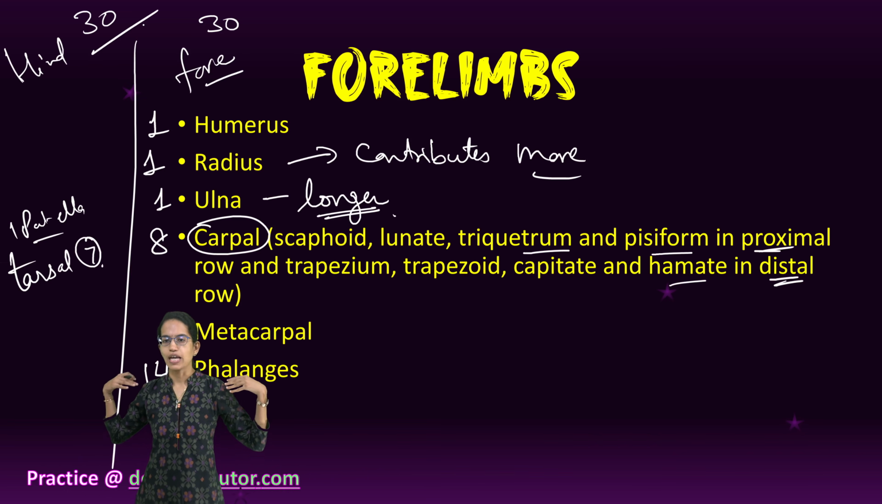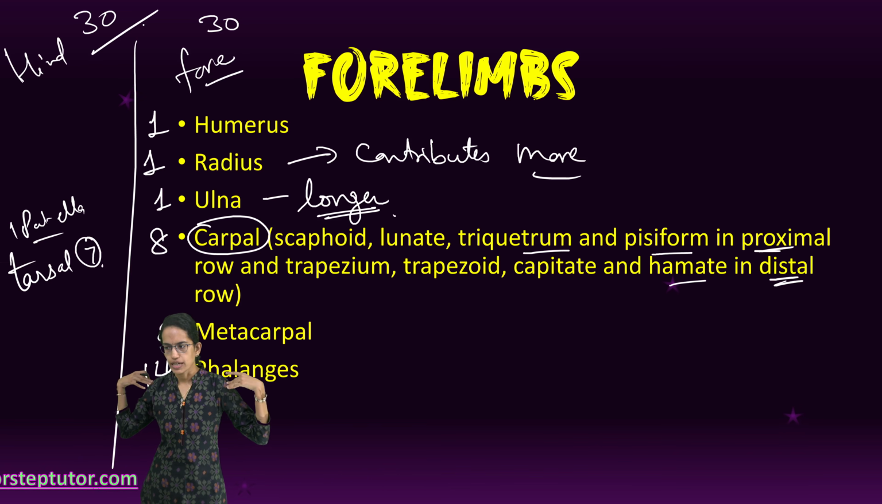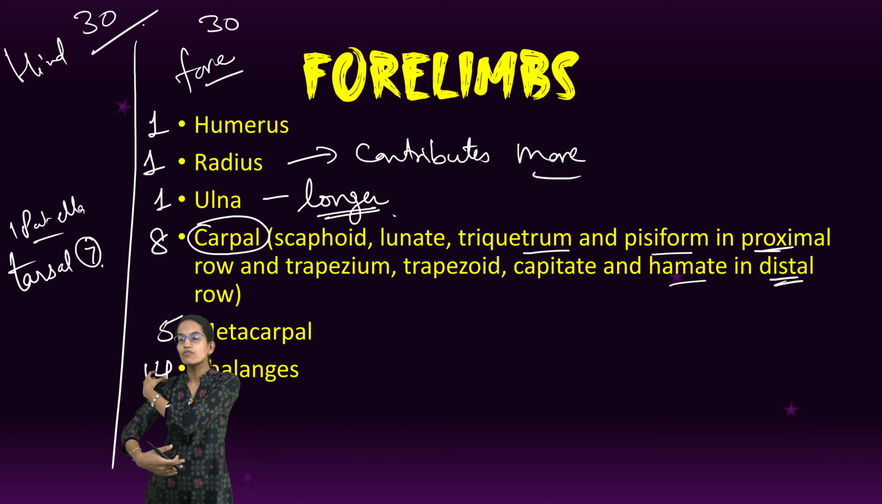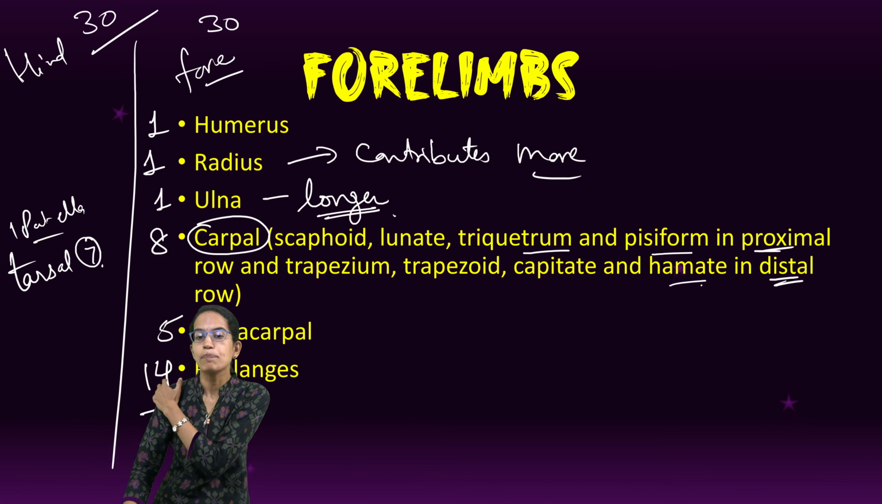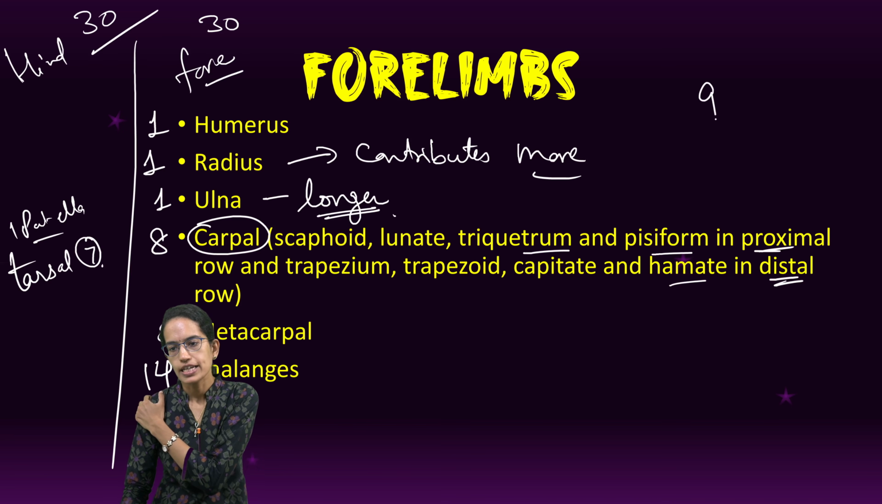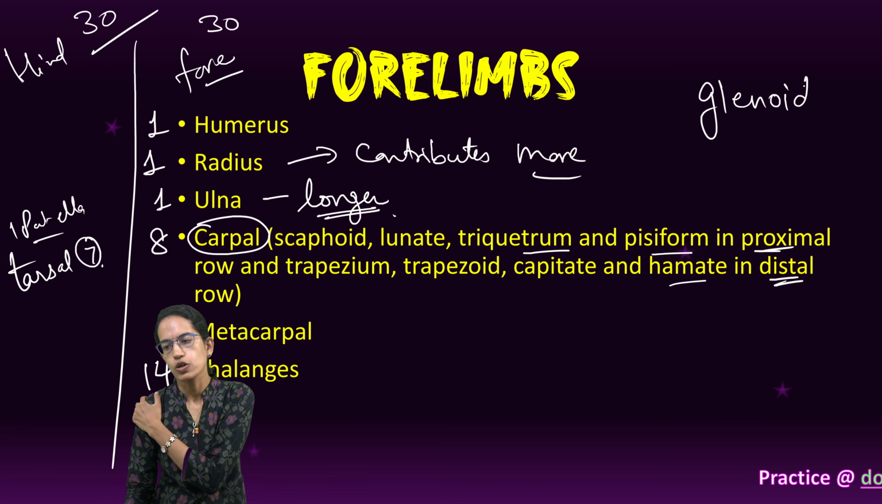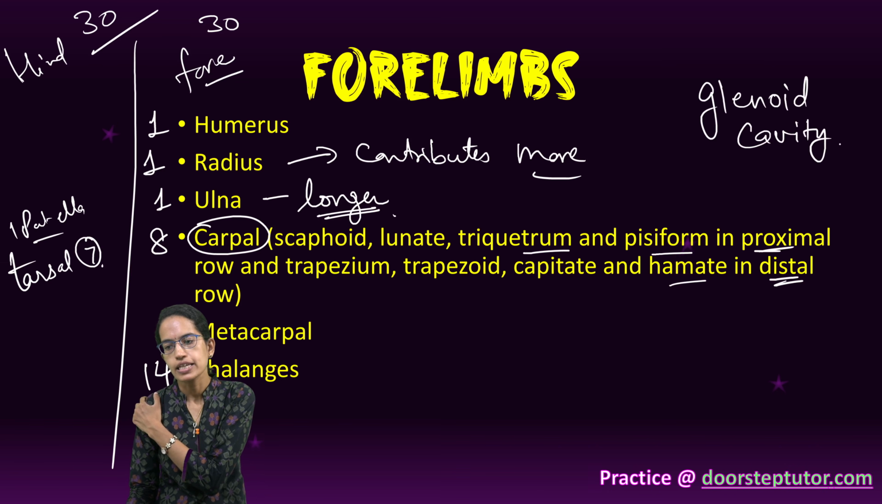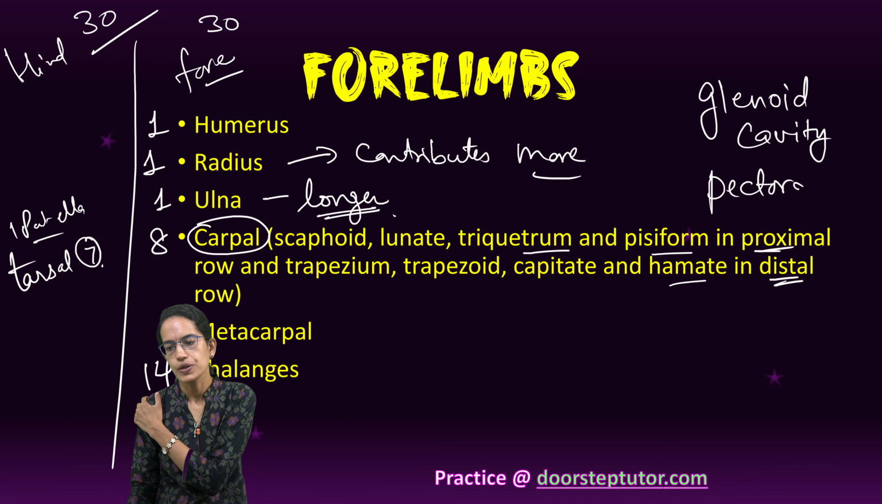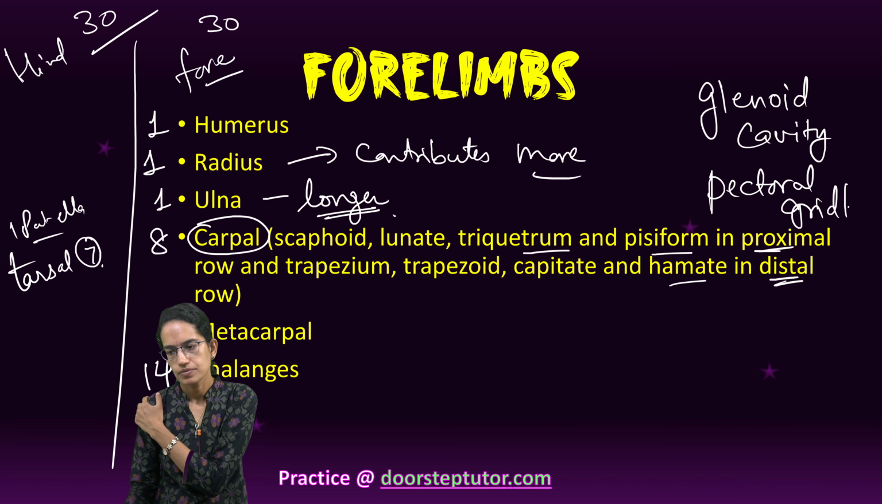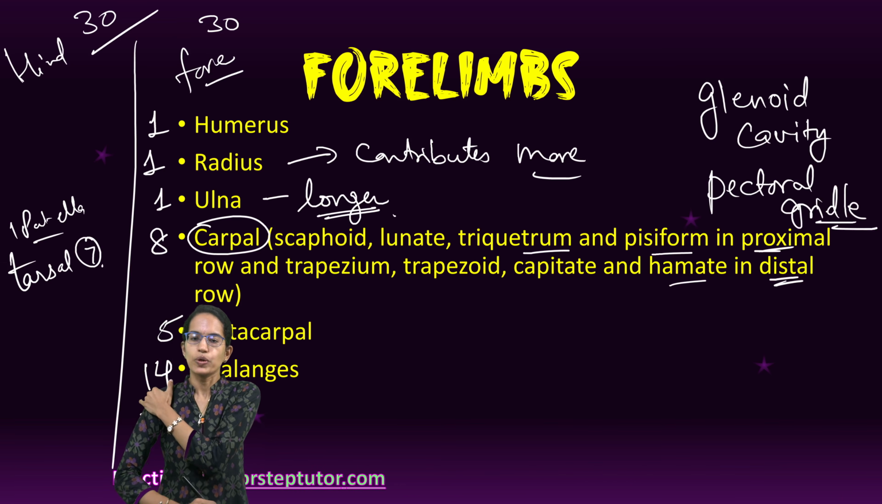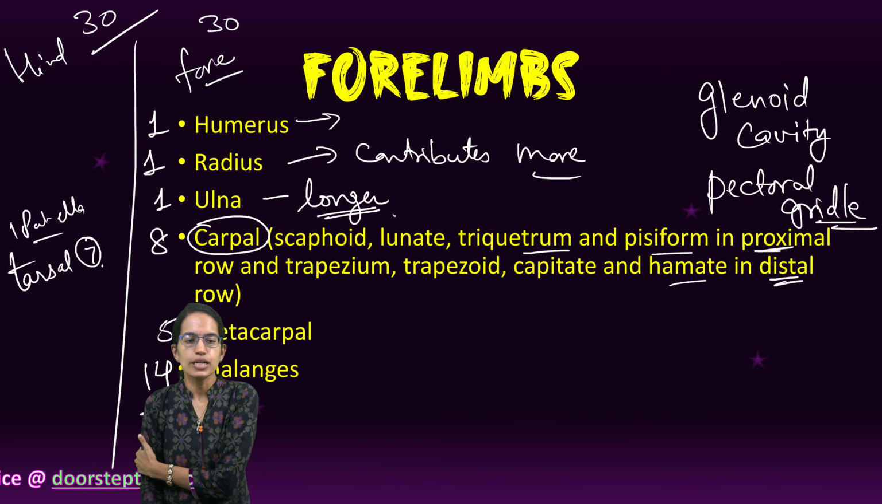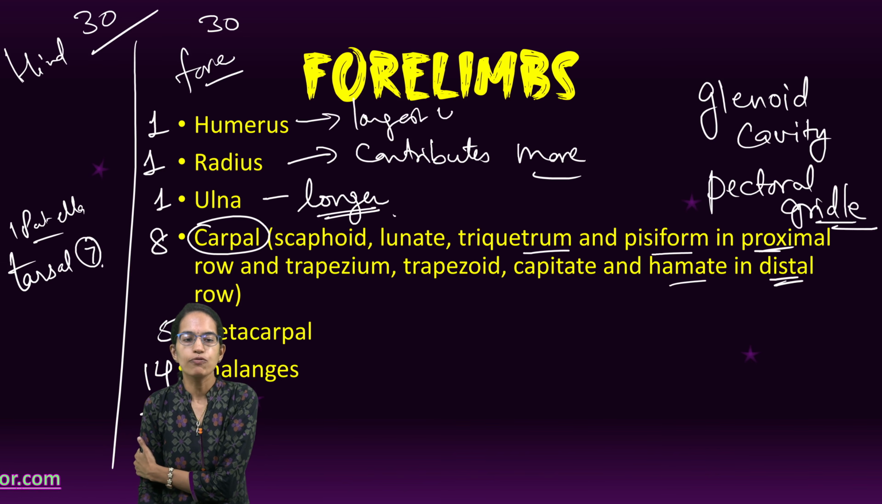Now the forelimbs actually give support to the shoulder area, and the head of the humerus fits in the pectoral girdle. And which cavity is it known as? It is known as the glenoid cavity, in the region of the pectoral girdle. Clear? So that is where the humerus attaches. The humerus is the longest bone of the upper extremity.